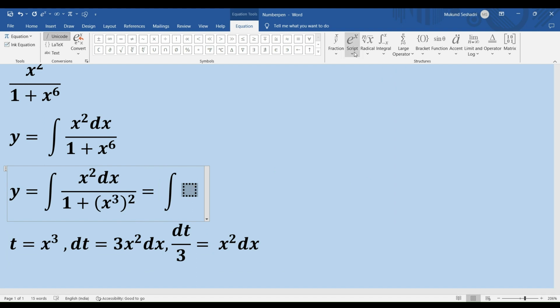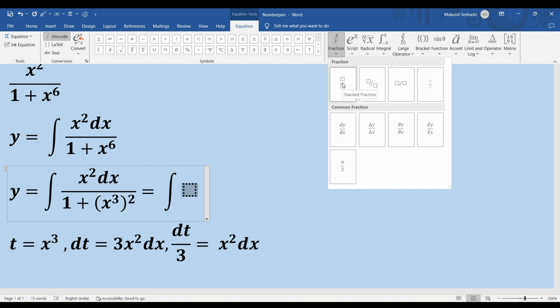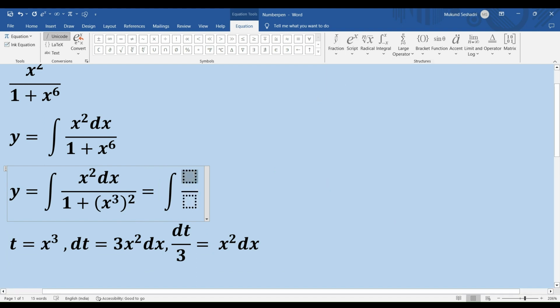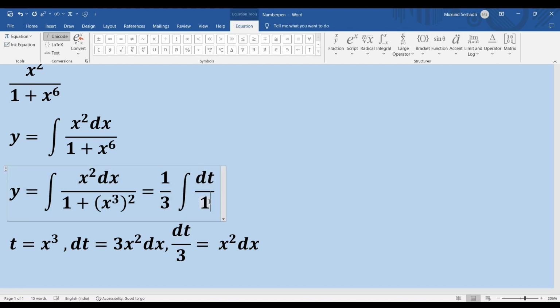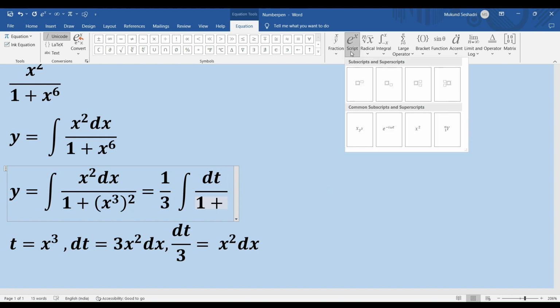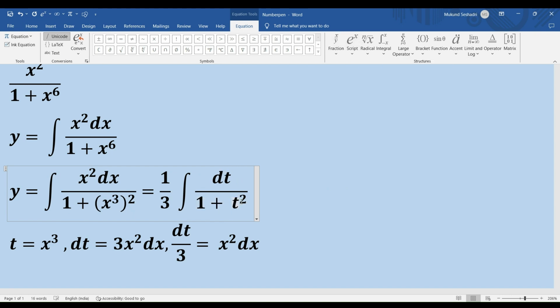So what is my numerator now? My numerator in terms of t is nothing but dt by 3. I pull out my 1 by 3. I write that separately. I don't have to worry about it. And I have dt here. And then in place of 1 plus x cube the whole square, I will have 1 plus t square, right? Because my x cube equals t. So I have 1 by 3 times the integral of dt by 1 plus t square.